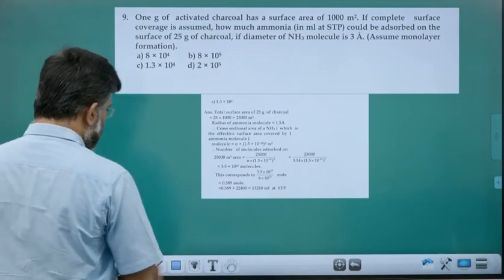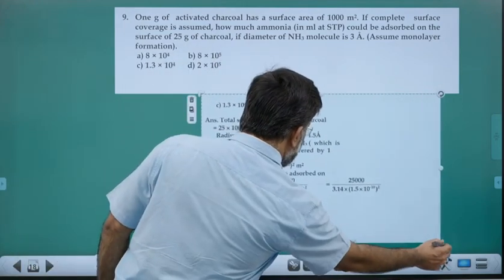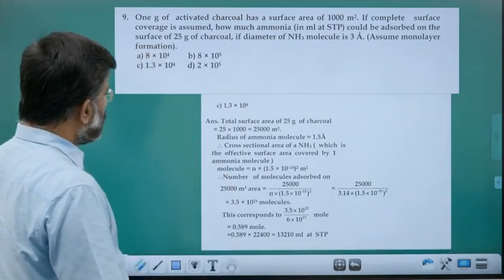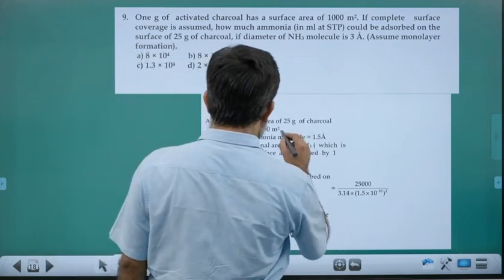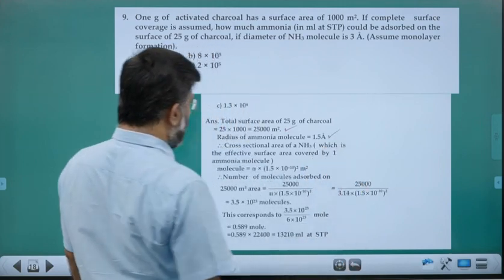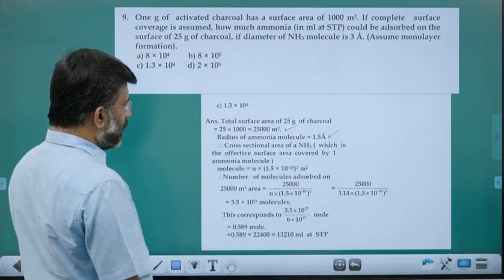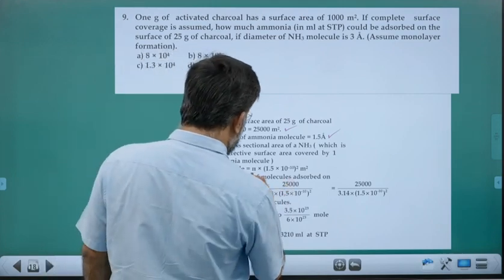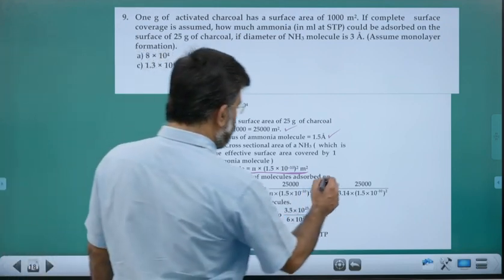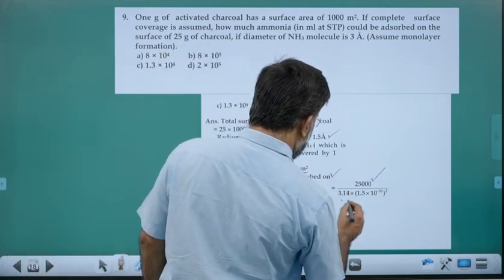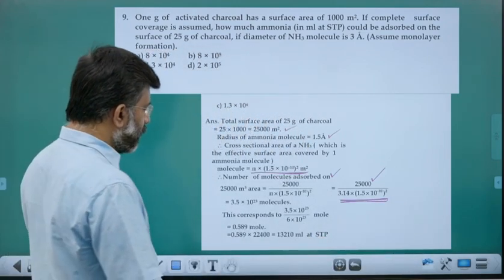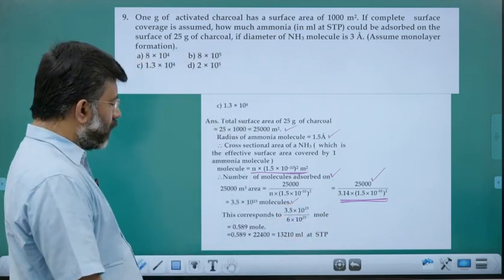Let's see. The total surface area of 25 gram charcoal is 25,000 meter square. The radius of an ammonia molecule is 1.5 Angstrom. So what is the cross sectional area? Area covered by ammonia is pi r square. Okay. So the number of molecules will be the total surface area divided by the area covered by one ammonia molecule. So you get this many molecules of ammonia.